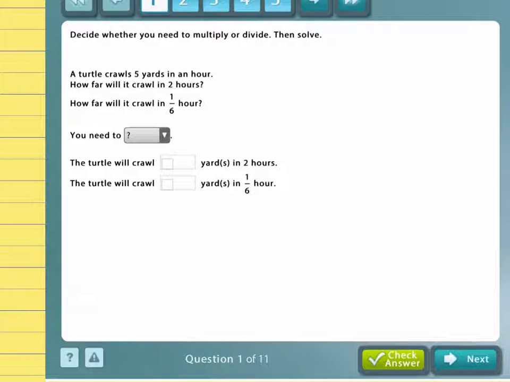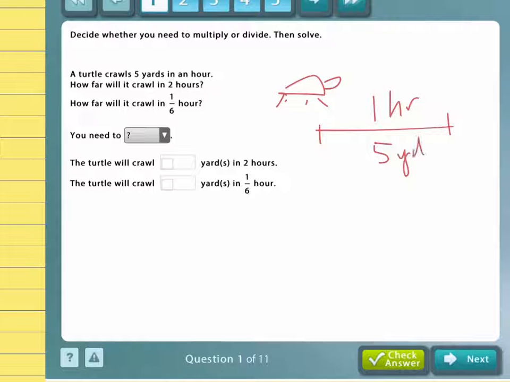There's a turtle. Let me draw a very bad looking turtle right here. You always draw pictures. And it crawls 5 yards in an hour. So if this was 1 hour, it would crawl 5 yards. How far will it crawl in 2 hours?